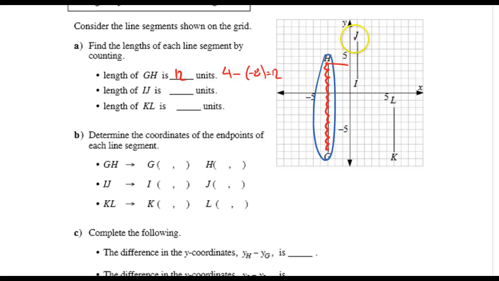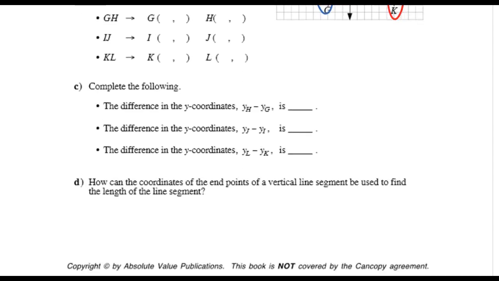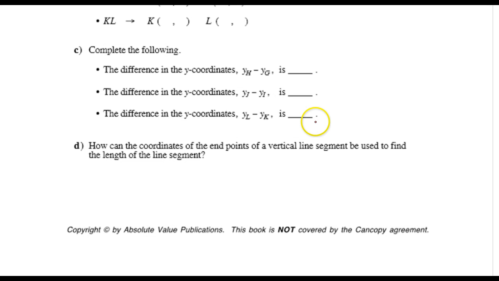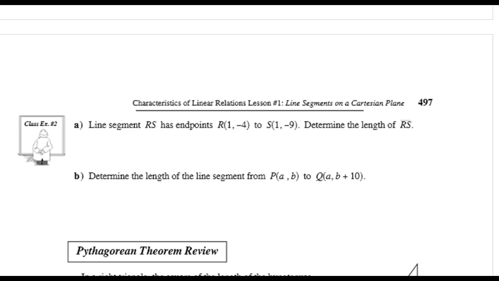I'm going to go ahead and skip this. I think you guys can all count those or do the subtraction. And then basically this is the exact same thing except for the y-coordinate. How can the coordinates of the endpoints of a vertical line segment be used to find the length? Well, we're going to look at the y-coordinates and subtract the smaller one away from the bigger one. All right, let's do a couple more questions.